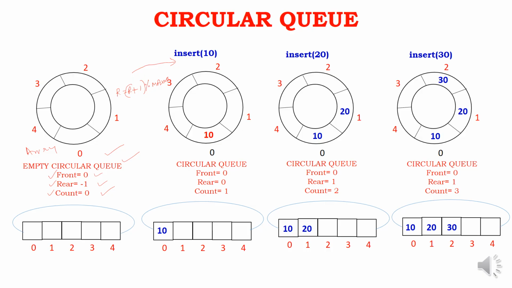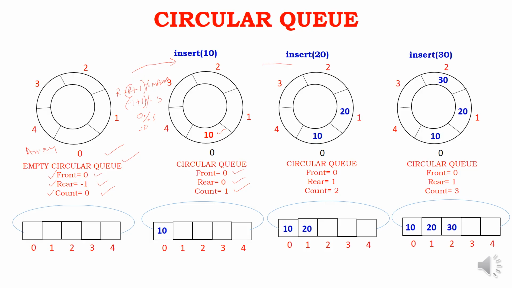Rear is -1 initially. -1 plus 1 mod MAXQ, which is 5. Here the total number of elements that we can enter is 5. So -1 plus 1 is 0, 0 mod 5 is 0. In position 0, we place our new element. Once you insert an element, front remains the same, rear is 0, one element is inserted, so the count of elements available in the queue is 1.